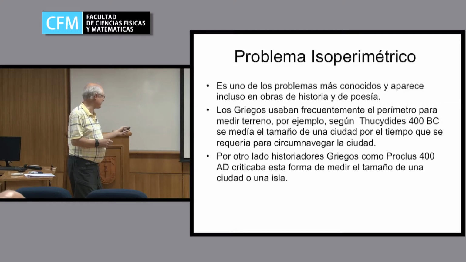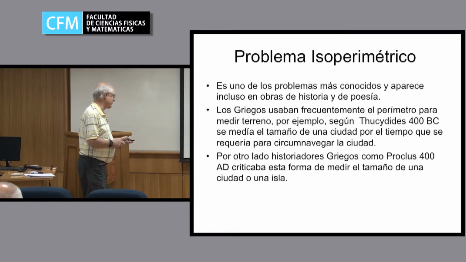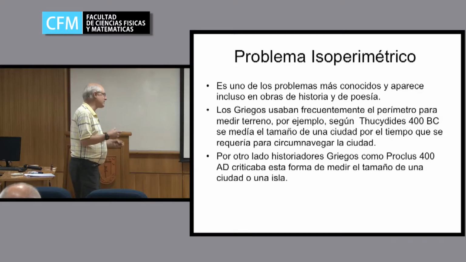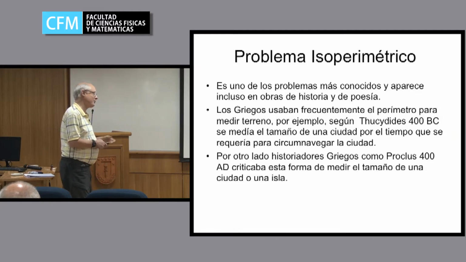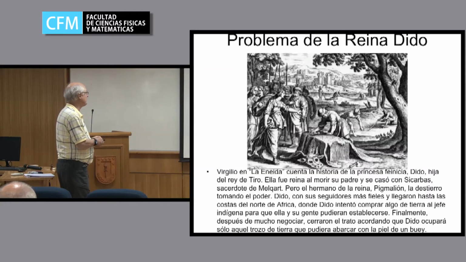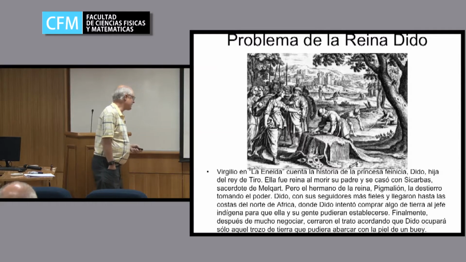And okay, so in I guess 400 AD, so 400 after Christ, Proclus did criticize this idea that you should measure the size of land or city or whatever by measuring the perimeter. Well, one reason some of this material comes down to us from history is that there's this historical myth, you might say, that's connected with Queen Dido.